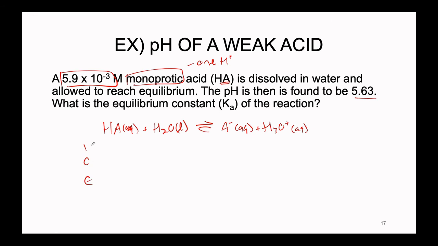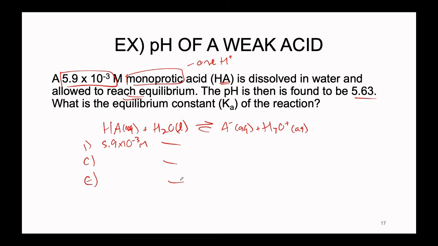We can set up our ICE table: initial, change, and equilibrium. Initially, we are told that there is a 5.9 times 10 to the negative third molar monoprotic acid dissolved in water. Before it reaches equilibrium, this is the concentration. So we really have to read into these problems to figure out where in this table the information goes. Since we are told this is the concentration before equilibrium is reached, we will assume that this is an initial condition.